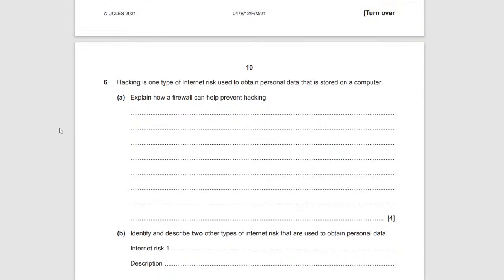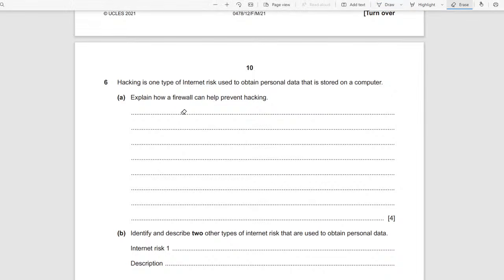So let's move on. The next question is something related to firewall. I can see firewall here. It says hacking is one type of internet risk used to obtain personal data that is stored on a computer. And then it's telling us further, explain how a firewall can help prevent hacking. So we have to basically explain how a firewall can prevent hacking.